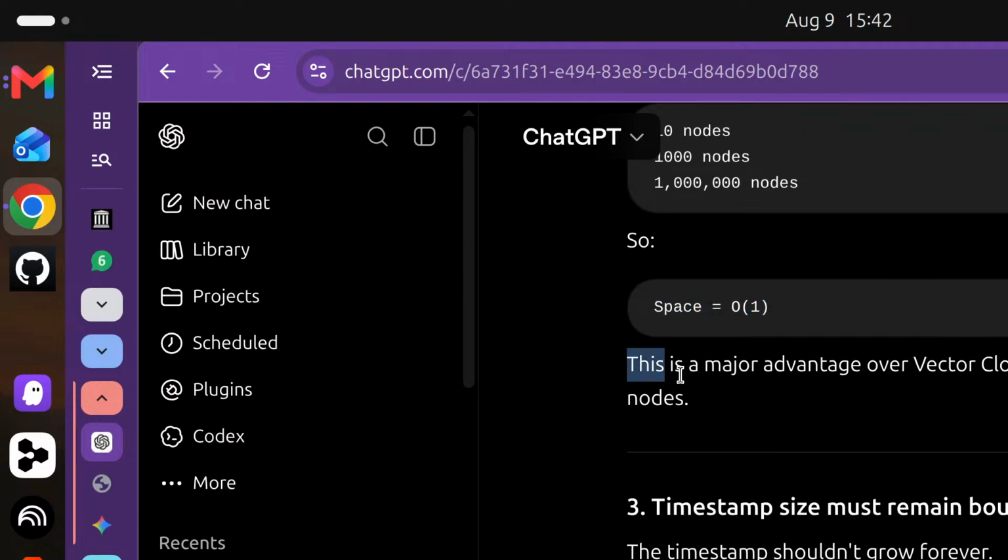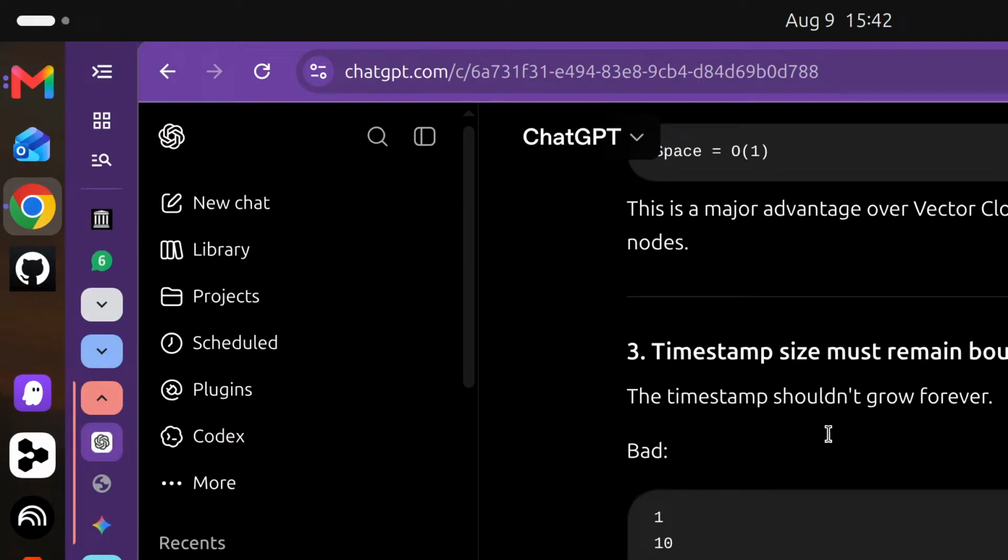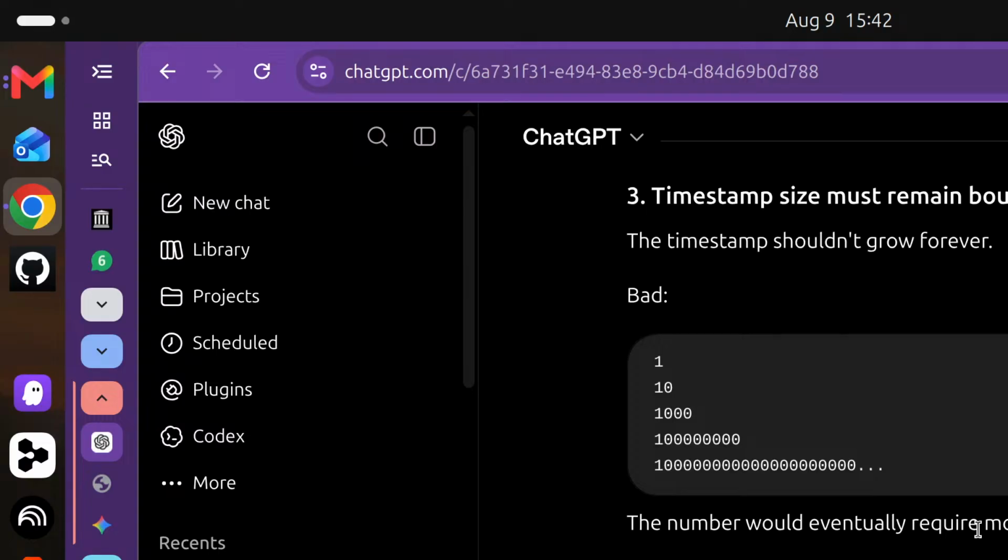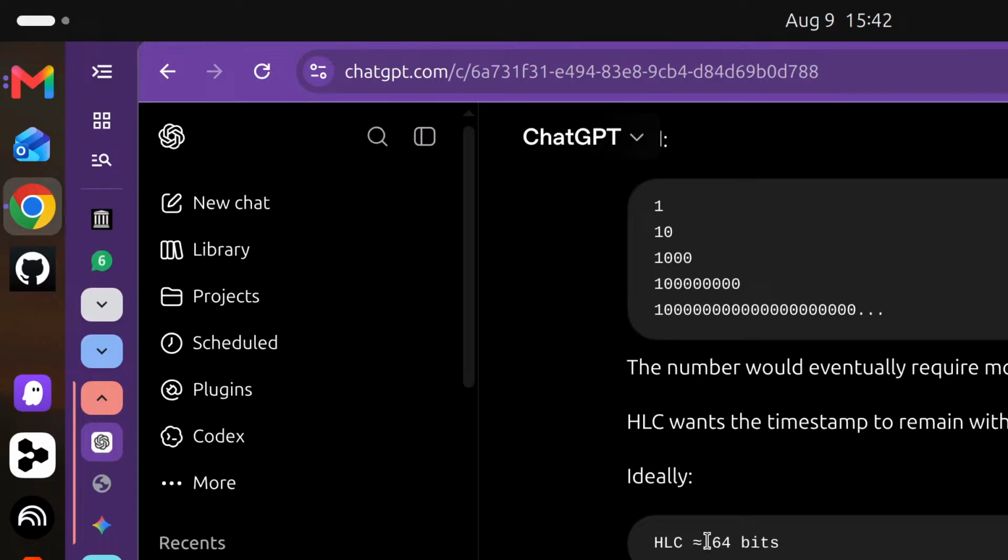This is a major advantage over vector clocks, where space grows with the number of nodes. Timestamp size must remain bounded. Also, the timestamp should not grow forever, like 1, 10. Then the value of the timestamp would eventually require more and more bits. So HLC wants the timestamp to remain within a fixed number of bits. Ideally, HLC is 64 bits, very similar to an NTP timestamp.